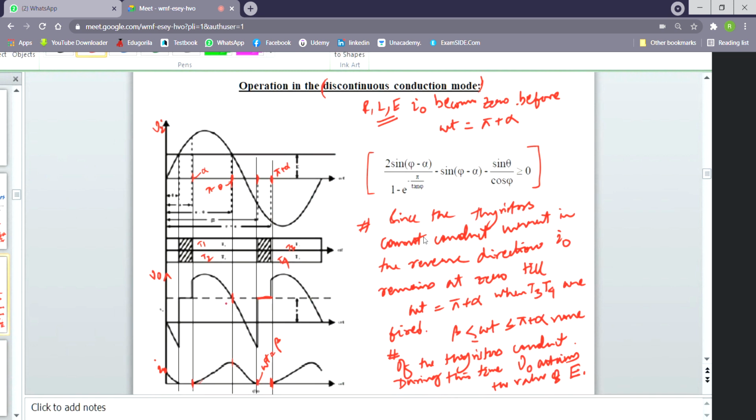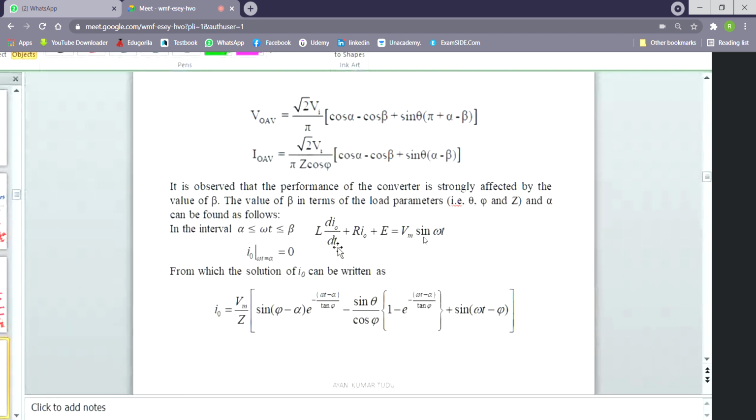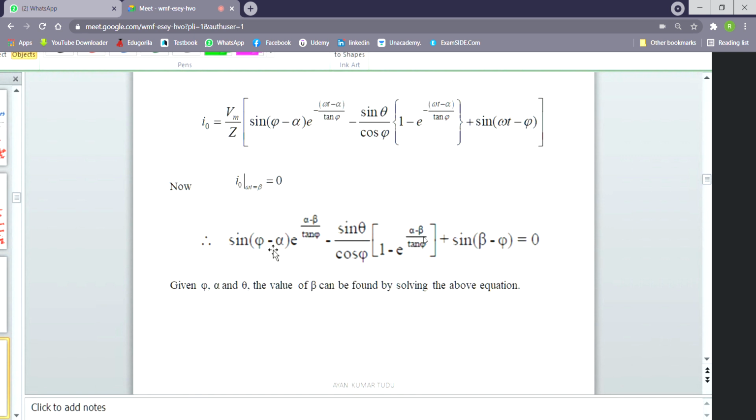In this position, when T1 and T2 conduct, we can apply the KVL equation. Applying KVL, we get this expression: L di0 by dt plus r i0 plus E equal to Vm sin omega t. We know that at omega t equal to alpha the value of I0 is 0, applying that in our expression, we get this expression of I0. Now in this expression, we know I0 at omega t equal to beta is 0. So in place of omega t I put beta, and we will get an expression that will look something like this. Okay, this is the expression that we are getting.